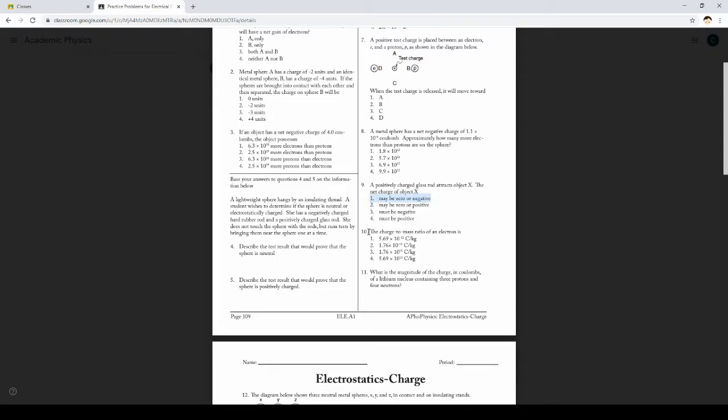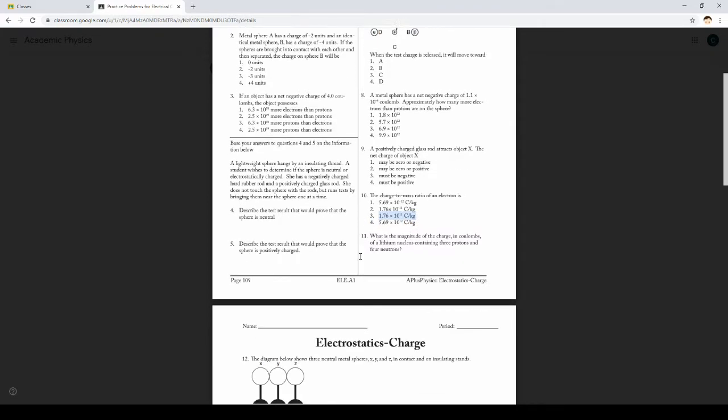Number 10, the charge to mass ratio for an electron is, you're taking the charge of an electron divided by the mass of an electron. So 1.6 times 10 to the negative 19th divided by the mass of an electron, which was provided for you in the notes. And we get number 3, 1.76 times 10 to the 11th coulombs per kilogram.